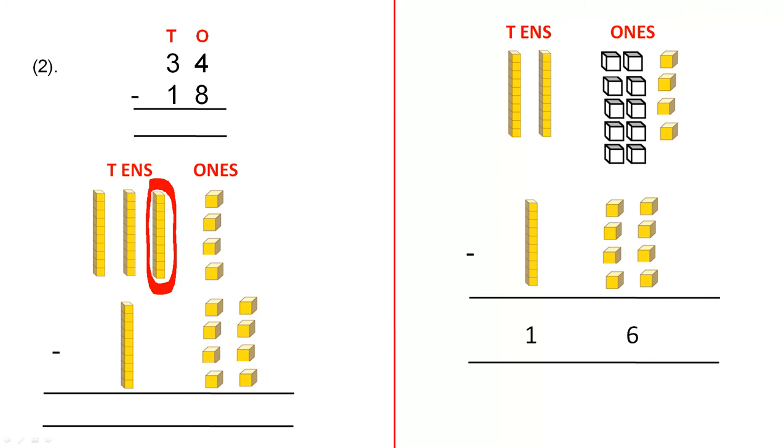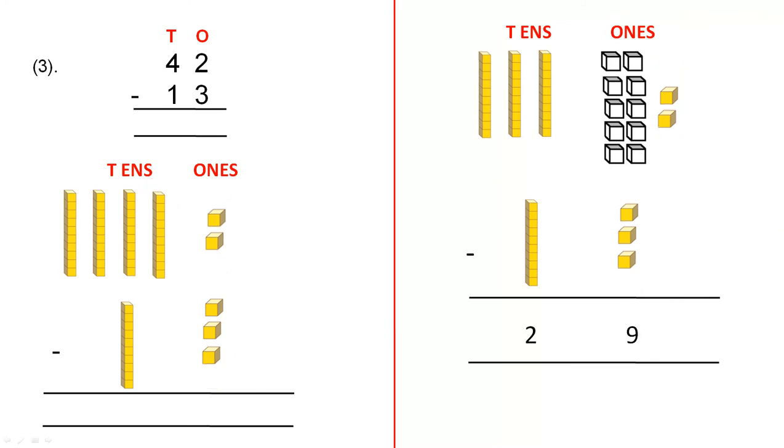Let's look at the last example. Here we're doing 42 take away 13. 2 take away 3 we cannot do. So here we have our 42, here we have our 13, and there's our subtraction sign. We're going to take this 10 here, and we're going to change it to 10 ones, which will leave us with 3 tens in the tens column.